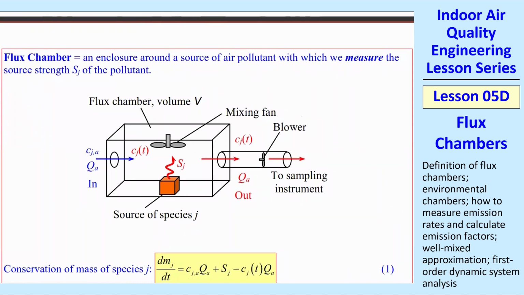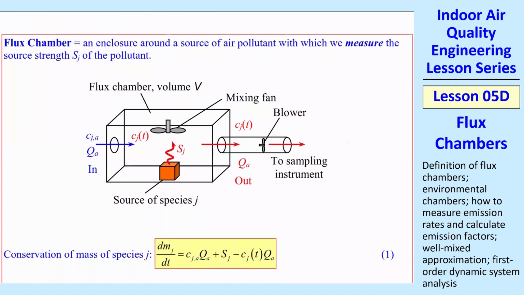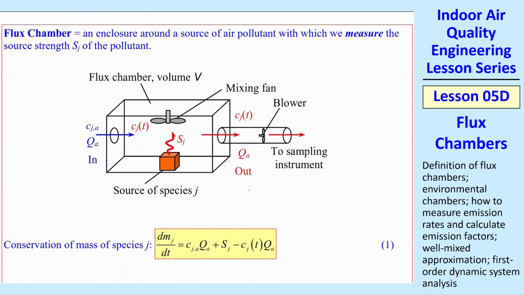The way it works is you build your box, and when I say box, I've seen these actually be nothing more than a plastic bag around something. As long as you have some source inside, something that's causing the air pollutant, as we can see there, and then you have some flow coming in. So QA is the ambient air, and there's a CJA of the ambient air coming in, and then you have a blower of some kind taking the air out, and that air will be contaminated by the source. So there's a CJ coming out that's different than the CJ coming in.